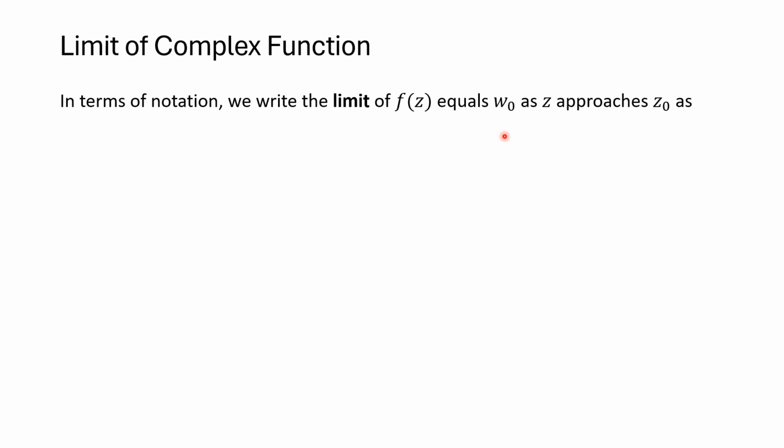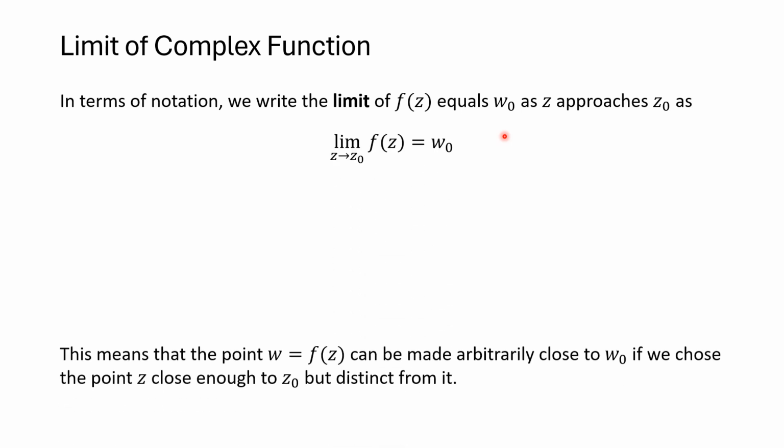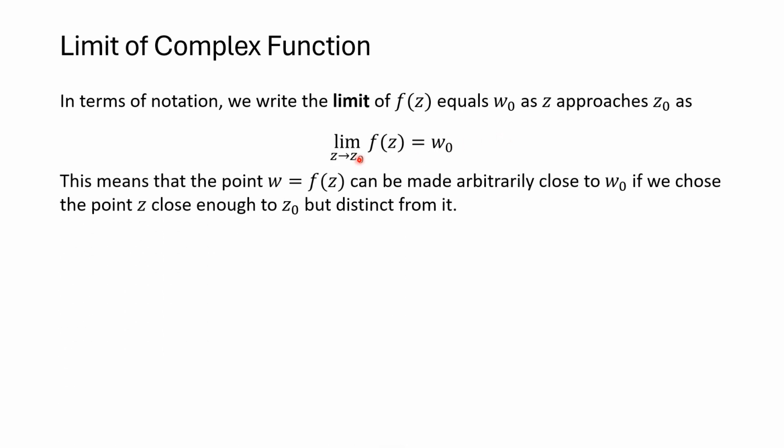The definition of a complex limit at a particular point. So we have the limit as z approaches z sub 0, that's our point of interest, of f of z equals w sub 0, means that f of z can be made arbitrarily close to the value w0 if we choose z close enough to the point z sub 0, but distinct from it.